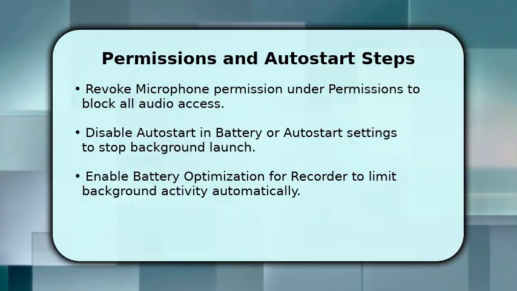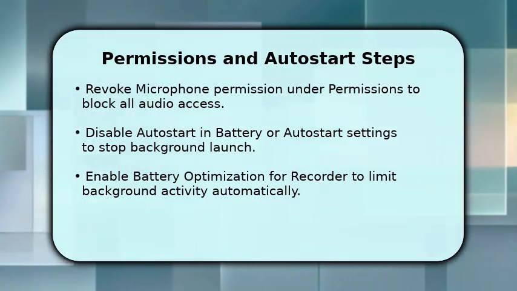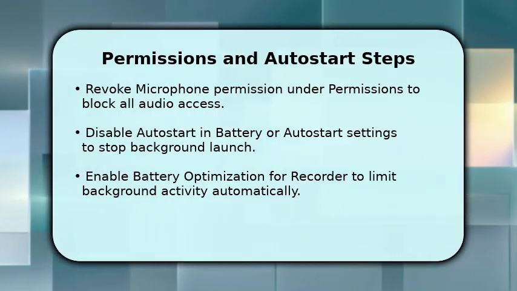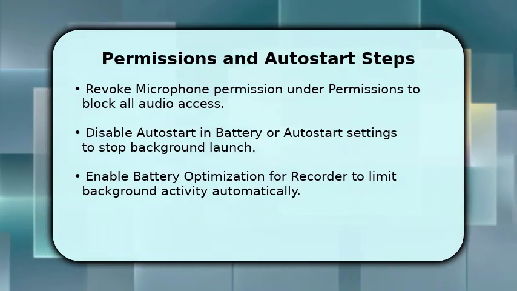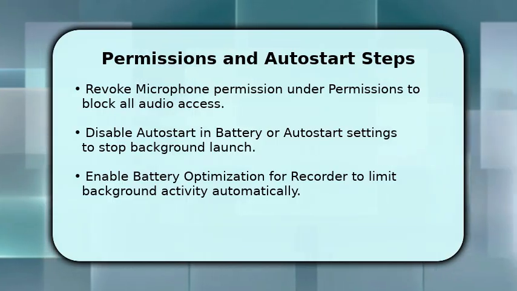Next, open Battery Settings or Auto Start Controls and disable Auto Start for Recorder to stop automatic launches. Enable Battery Optimization for Recorder to restrict background activity and conserve power. Clear cache and app data if lingering recordings or processes remain after permissions change.